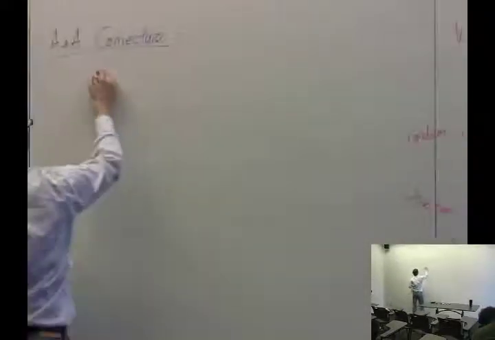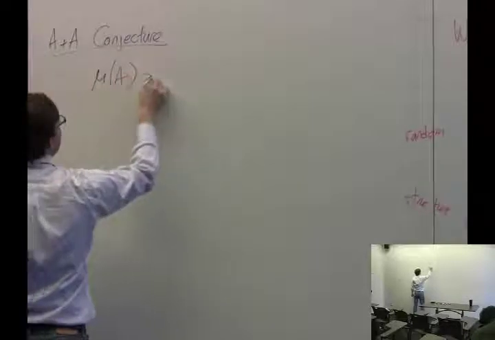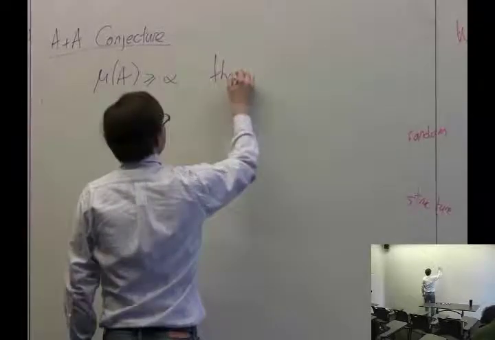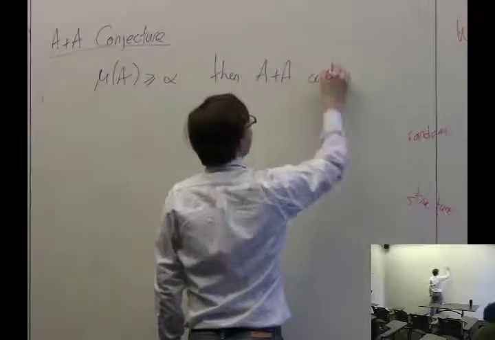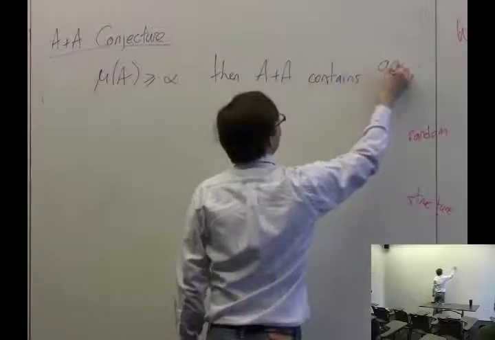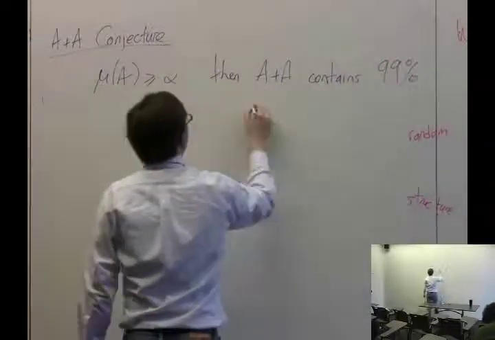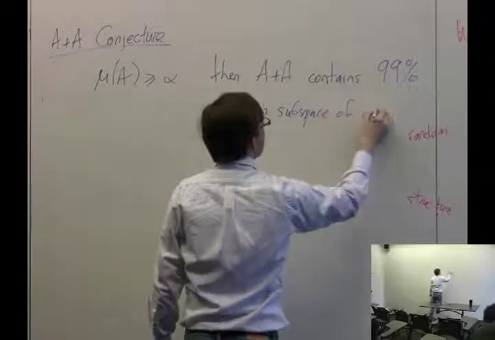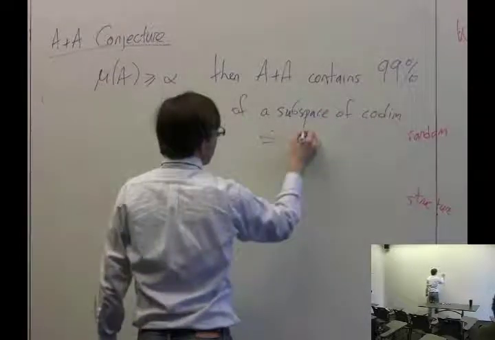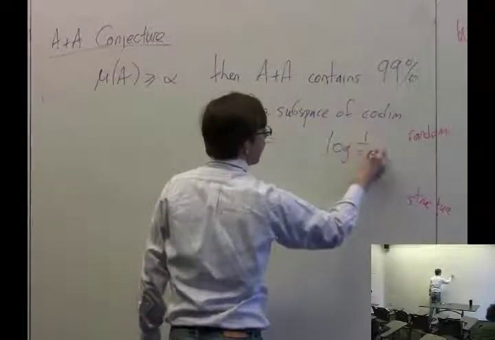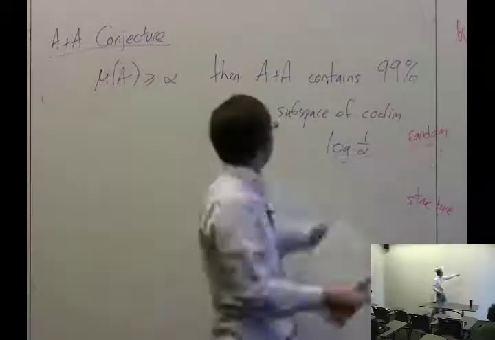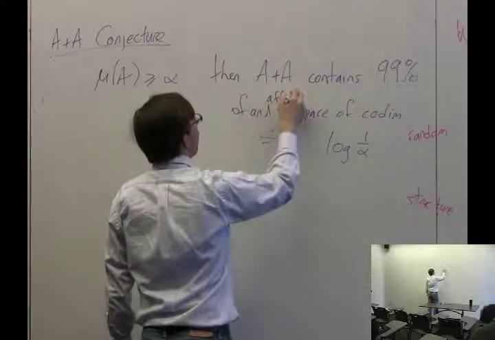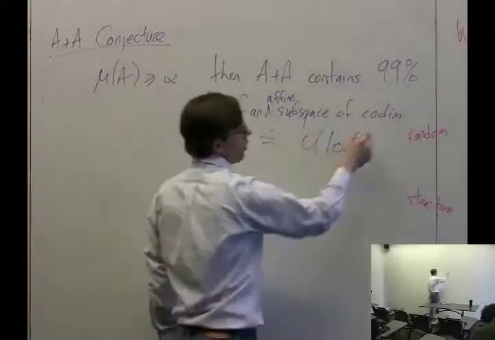So here's the conjecture. If A is a set whose density is at least alpha, then A plus A contains, let me just say, 99% of a subspace of codimension at most, and the best thing I could put here is like log 1 over alpha, right? I mean, A could be a subspace itself. Actually, let me write affine subspace here for safety. Okay, let me put O of here just for safety.